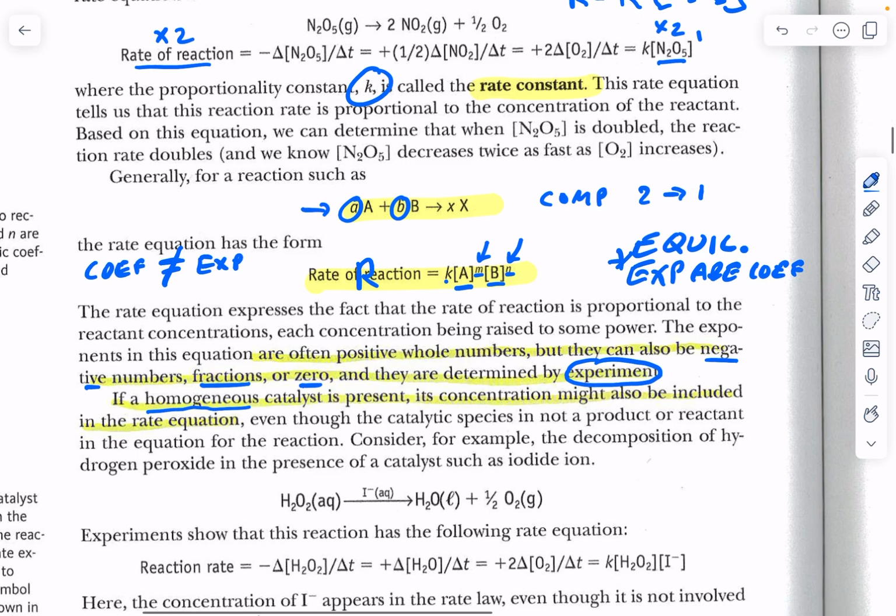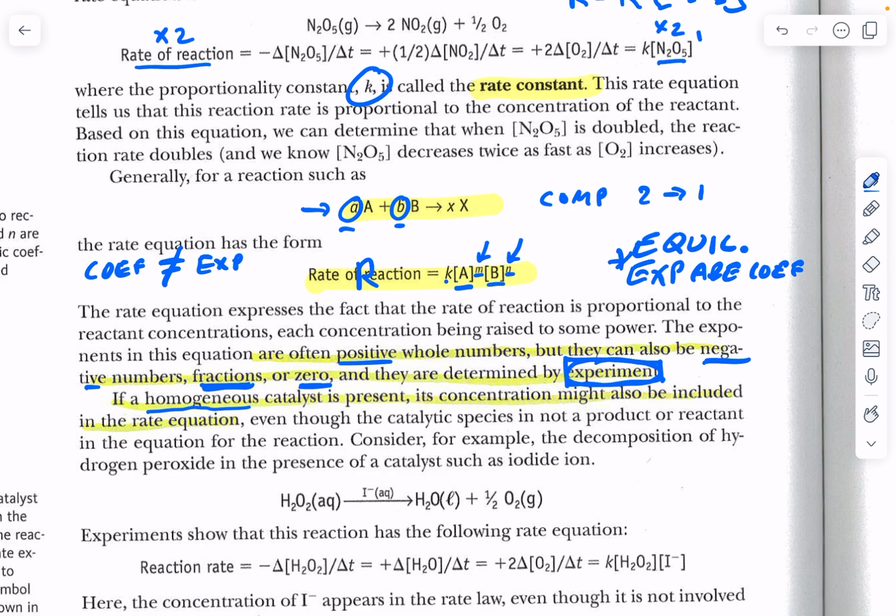So even though m and n might have the same values as a and b, it's not uncommon, don't assume it to be a rule. Now the exponents in this equation are usually positive. Sometimes they can be negative. They can even be fractions, or if they're independent, it can be 0. They have no effect. But the main point is you do not know from the balanced equation. You have to do an experiment.